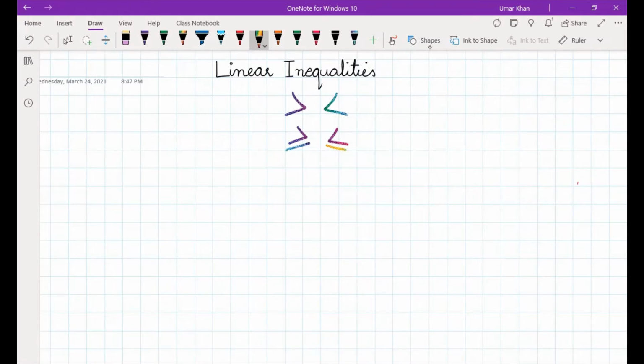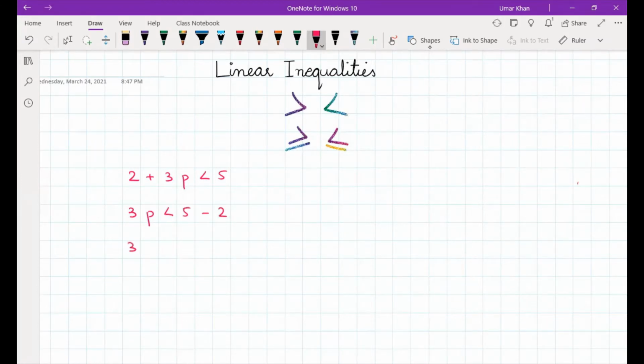Now there's a theory behind all of this. The theory is when and when not to change the inequality sign. So let's start solving a few questions and then we will differentiate between them. So the first question is 2 plus 3p is less than 5. Let's take 2 on the other side. I will be dealing with it in the same way I deal with a normal equation.